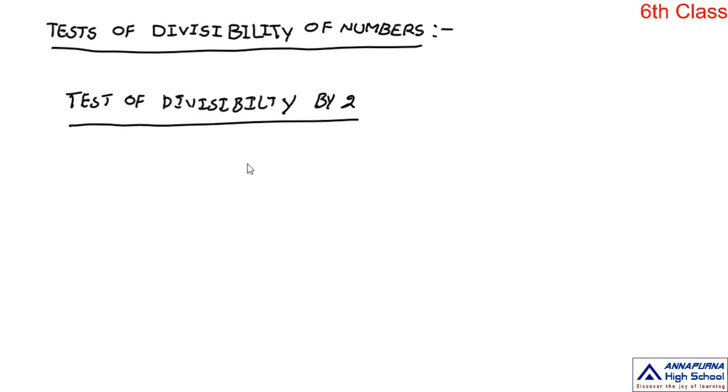We take one number, 148. What is the units place in this number? This is 8. Here, the given number 148 is divisible by 2. Why? Because its units place is 8. That's why 148 is divisible by 2.